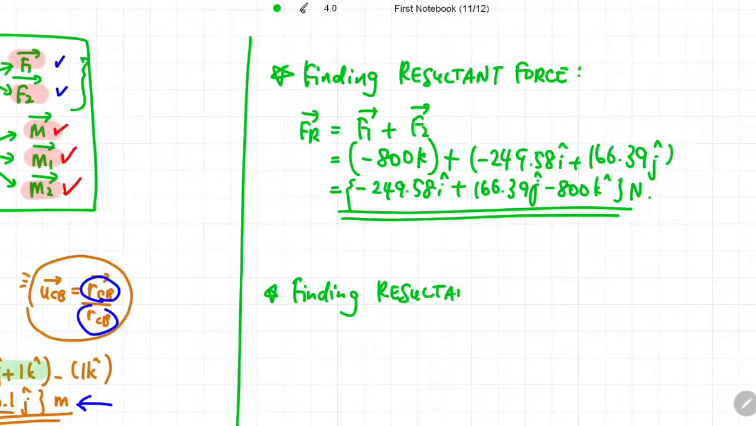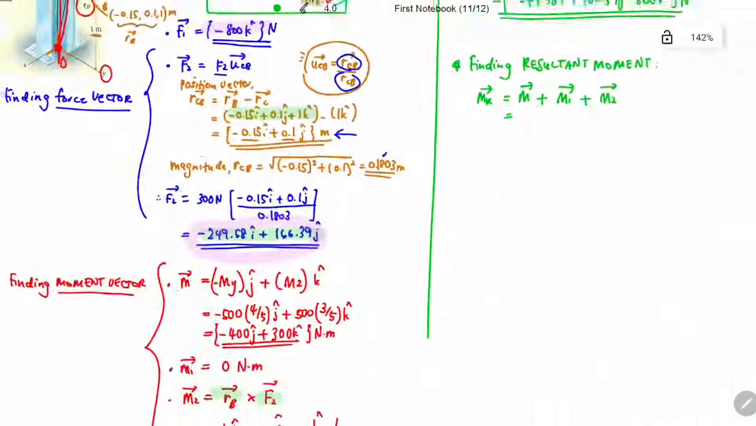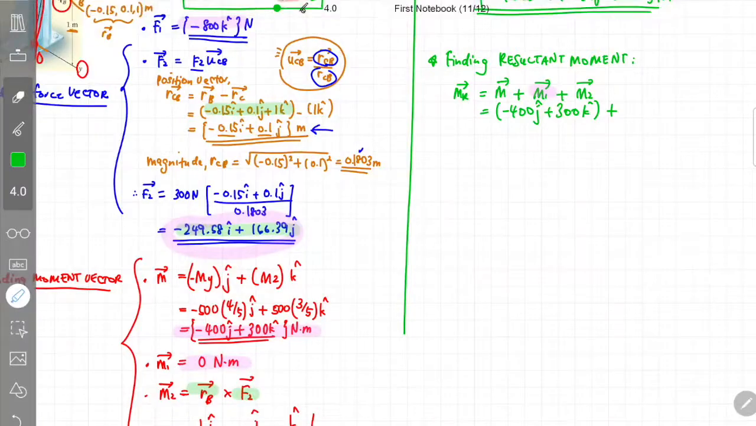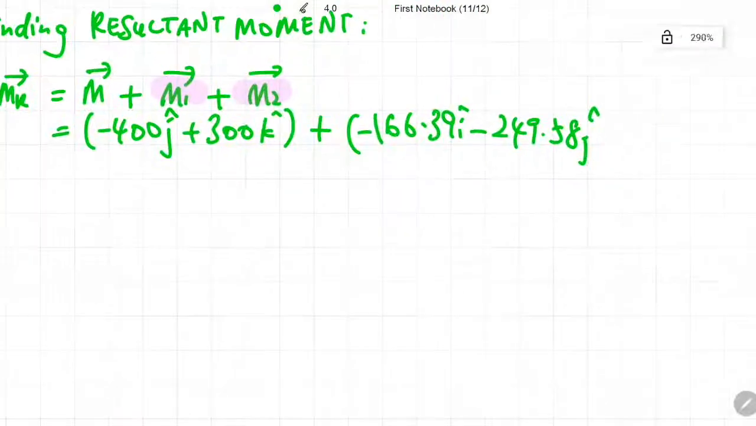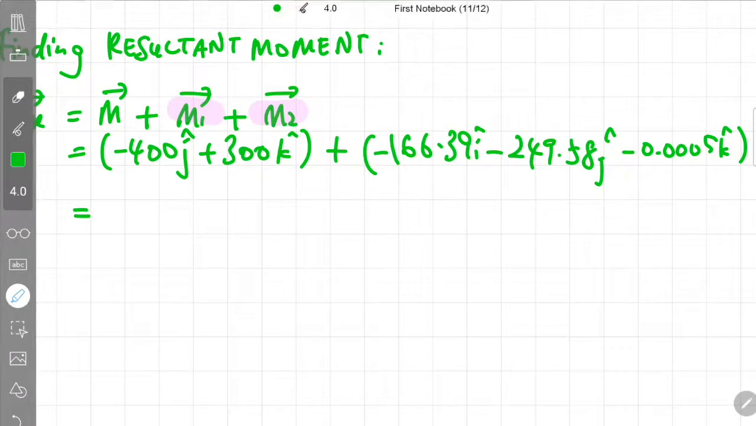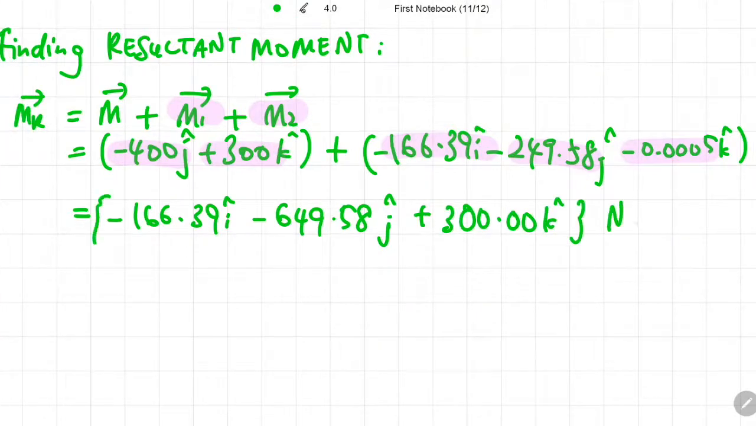Now the next thing you need to look for is the resultant moment, which is the summation of moments M, M1, and also M2. The step here is quite straightforward. You just rewrite all the moment vectors that you have calculated earlier, which are the vector of M, vector of M1, and vector of M2. Try to calculate on your own and you will get the corresponding resultant moment of negative 166.39i minus 649.58j plus 300k. And don't forget the unit of the resultant moment is Newton meter.